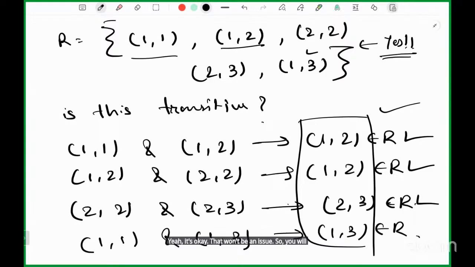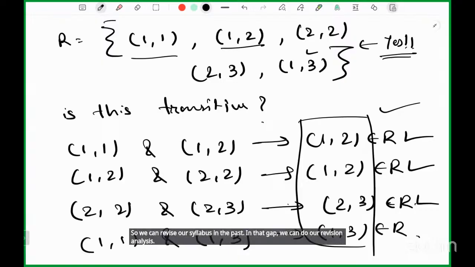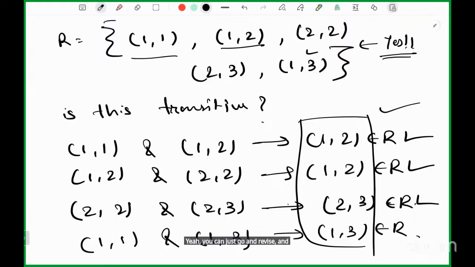So you will have a break of 3 weeks in between due to the paradox. But in that gap, will week 5 and week 6 content be released, or will it be halted? No, it won't be released. So we can only revise the week 3 or 4 syllabus in that gap. Yes, you can just go and revise, and we will also conduct some revision sessions before the quiz. Then after giving the quiz, week 5 will start. Yes, correct. Because of the paradox, we have a 3 week gap.